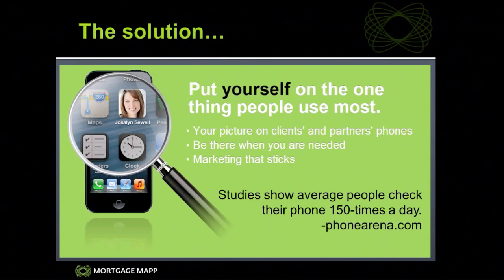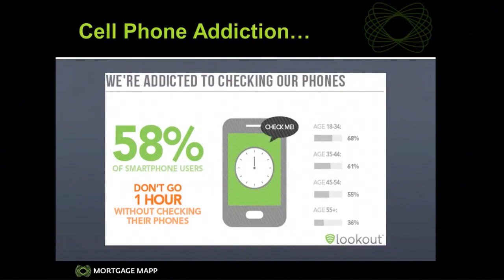Yes, people look at their cell phone up to 150 times a day. But one of the studies we found is that of smartphone users, 58% of people do not go more than an hour without checking their phone. And what really jumped out to me about this stat is this is not just the younger demographic from 18 to 44. This is also the demographic of 45 to 54 and 55-year-old plus.